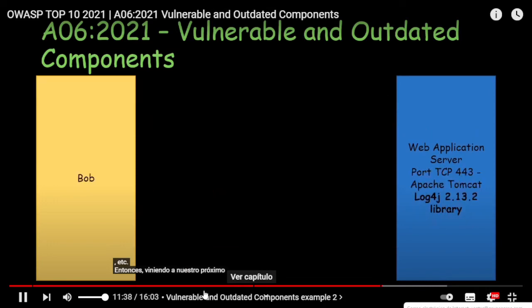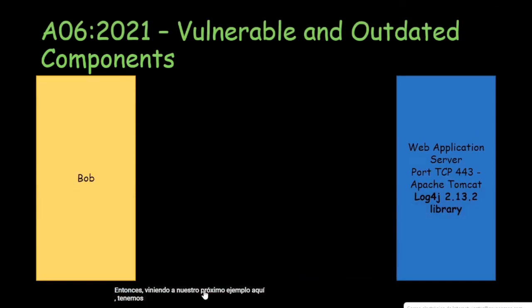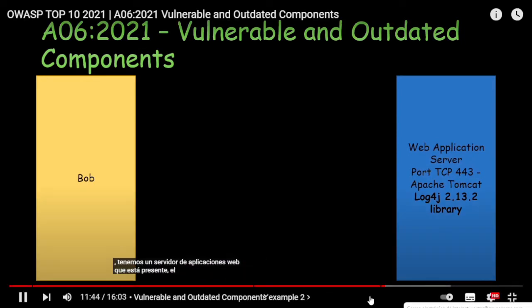Coming to our next example, we have a web application server. The operating system over here is up to date. This time they are like, okay, we don't want to take risks, we have it up to date, and port 443 TCP is running Apache Tomcat. The Tomcat version also, I think, is the latest. And they are not worried.